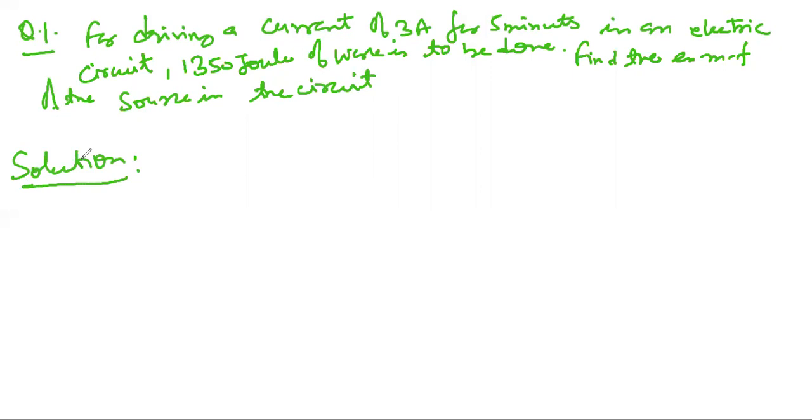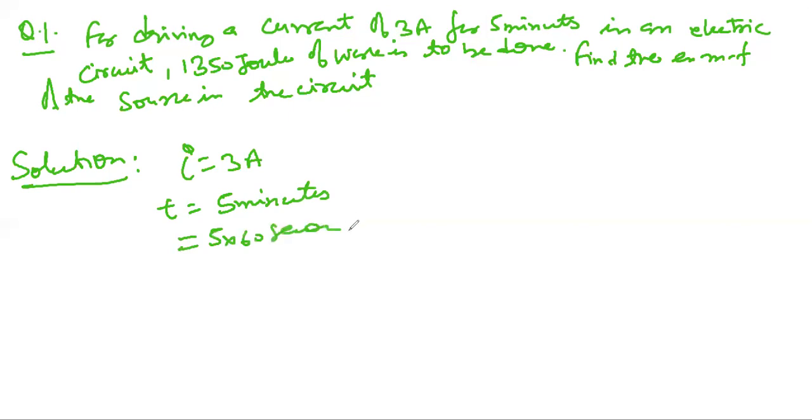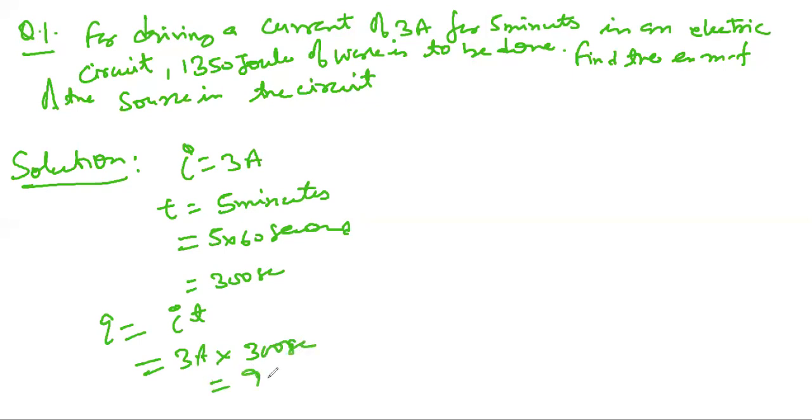For driving a current of 3 ampere for 5 minutes. So I is equal to 3 ampere, t is equal to 5 minutes. Convert into seconds. So it will become 5 into 60 seconds. This is equal to 300 seconds. So let us find Q. Q is equal to I into t. So in place of I write 3 ampere and t is 300 seconds. So it will become 900 coulomb.